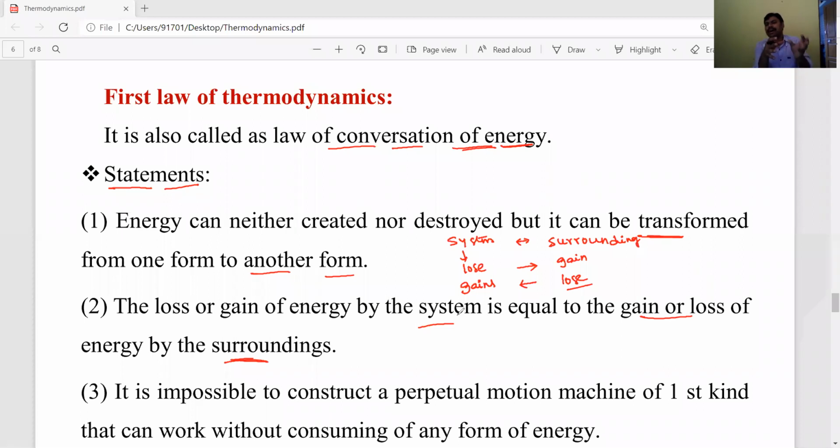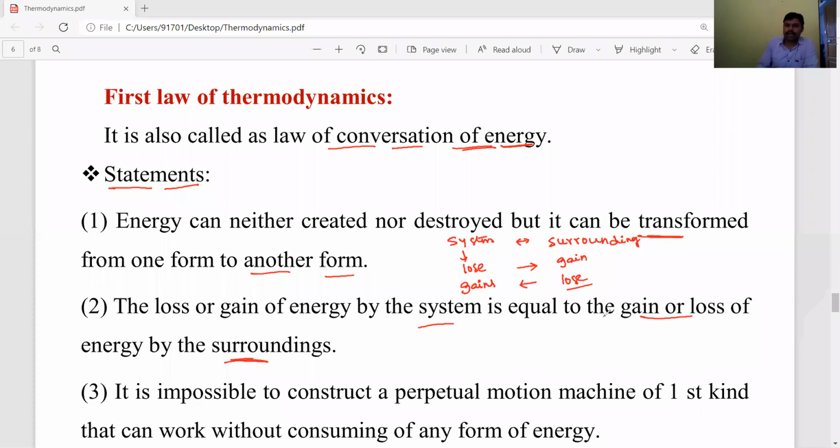How much energy is lost by the system is equal to the same amount of energy gained by the surroundings. How much energy is lost by the surroundings is equal to the same amount of energy gained by the system. That is also another definition for the first law of thermodynamics.